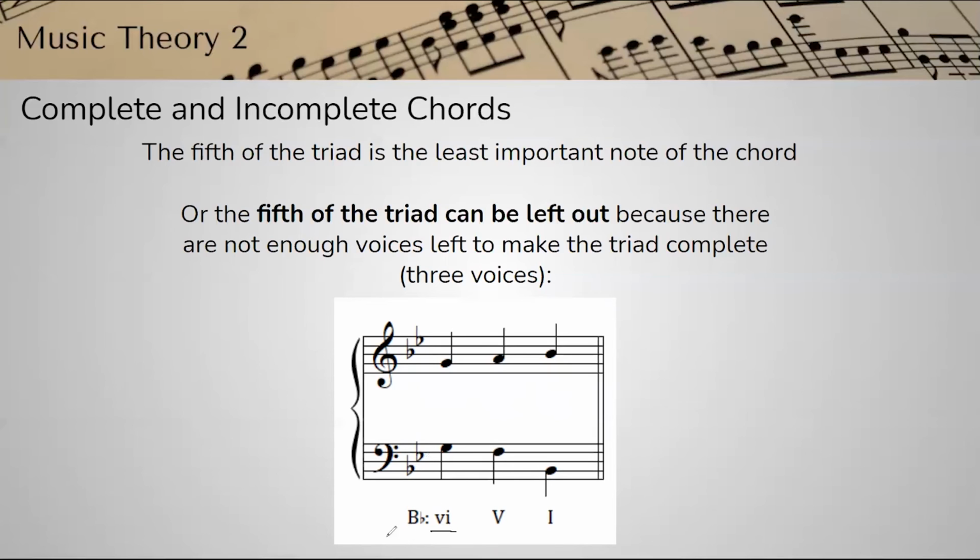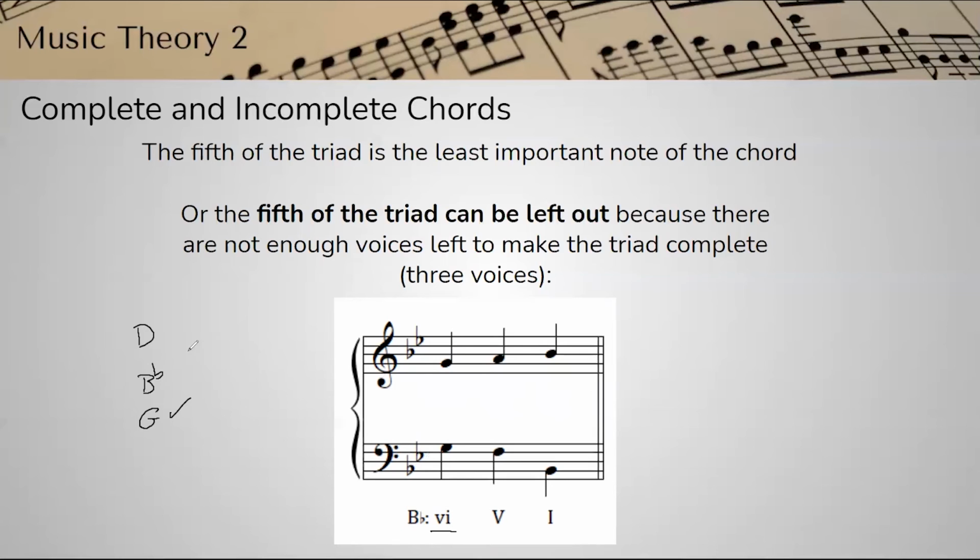It's a 6th chord in the key of B flat, and that chord will be a G minor triad. So we'll need G, B flat, and D. And we already have a G, so we need to find a home for both the B flat and the D.